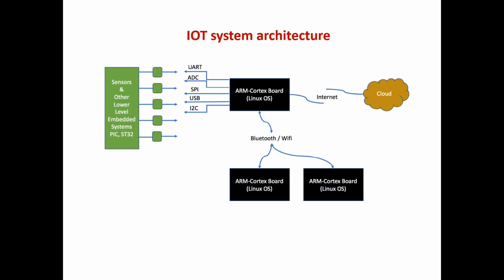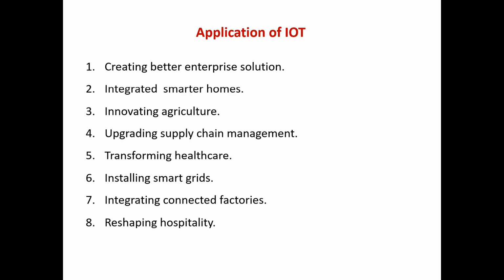Now we are going to know about the IoT system structure. This is the block diagram of the IoT system structure. Here one block is sensors and other low level embedded systems, and these are connected to the ARM Cortex board, and the ARM Cortex board is connected to the internet, cloud, Wi-Fi, Bluetooth, and the Linux operating system.